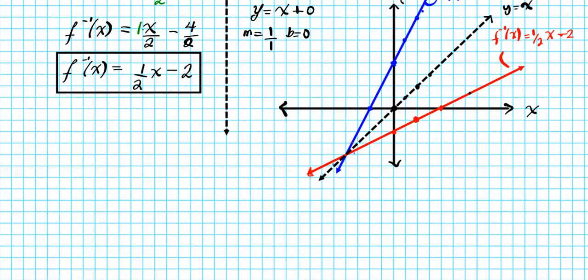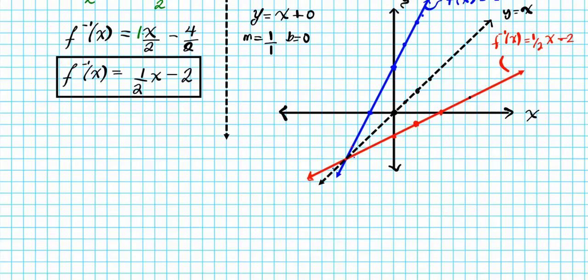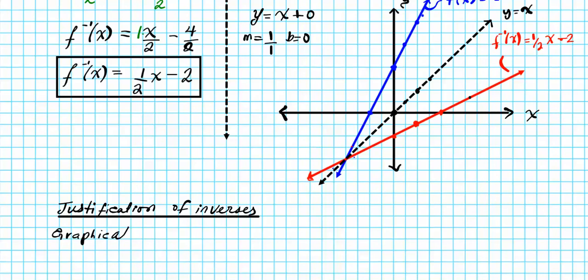Okay, so let's go ahead and write down the justification just to tie everything together, to help us see why we can conclude that our result is correct from the graph and also from the numbers we'll be using in a minute. So, justification of inverses. How do we know that our answer is correct? We're going to be justifying graphically and numerically. So graphically, how do we know that the two functions are inverses of one another?